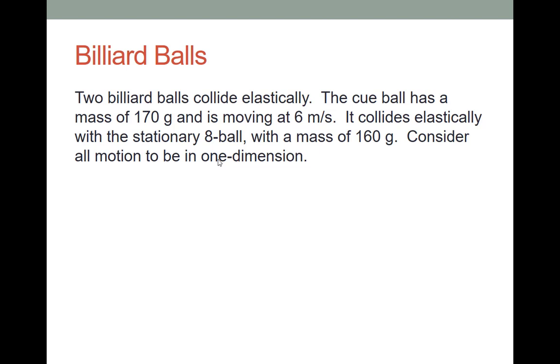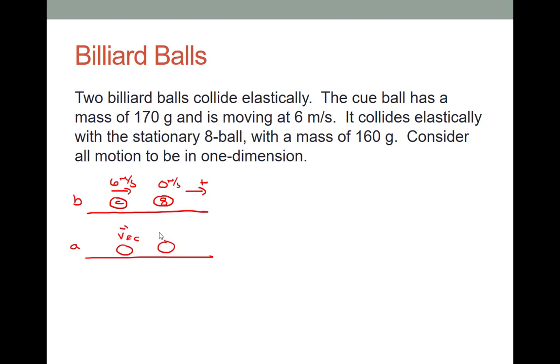Next, we're going to think about billiard balls colliding. We're going to have a cue ball colliding into the 8 ball, and the 8 ball is initially stationary. So here is my cue ball, there is my 8 ball. This is moving at 6 meters per second. This is not moving. I'm again going to let positive be to the right for this problem. And much like the previous problem, I don't know what they're doing afterwards, so I'm going to leave it generic.